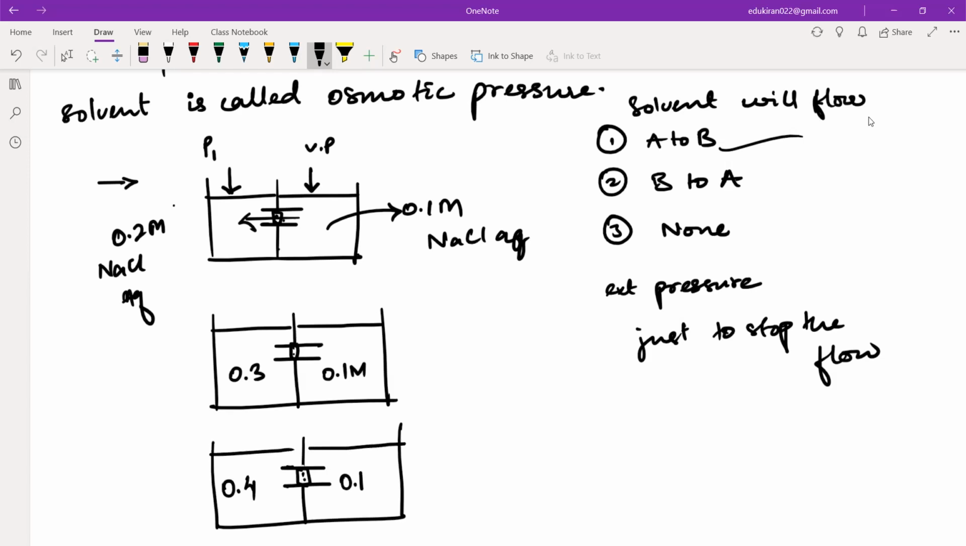In the first case also, we are applying pressure P1. That is just stopping the flow of solvent from B to A. This is B and this is A. So everywhere it will go from B to A. Here it is P1, here it is P2, and here it is P3. And all of these P1, P2, and P3 are the respective osmotic pressure for each and every solution. Now you have to tell me what will be the order of P1, P2, and P3.